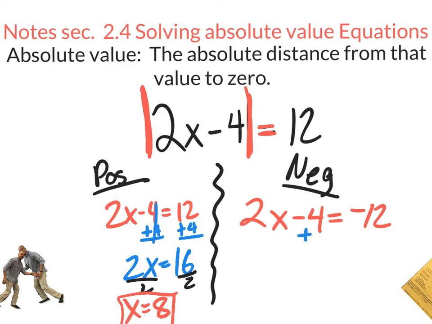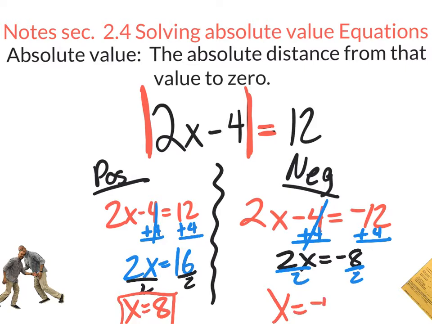Let me show you. Get rid of the 4 by doing plus 4. Plus 4. Rewrite your equation. New equation is going to be 2x equals negative 8. Final step will be to divide by 2. And divide by 2, you get x equals negative 4. And as you could tell, these are completely different answers. One's 8, one's negative 4. They're different. Okay? So this is what we're going to have to do on this entire section.